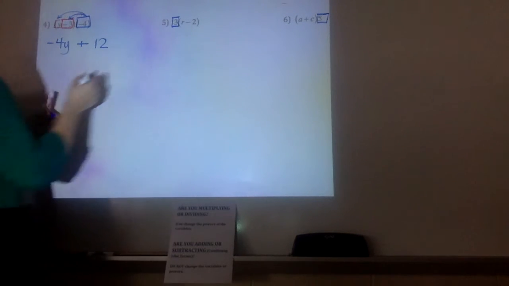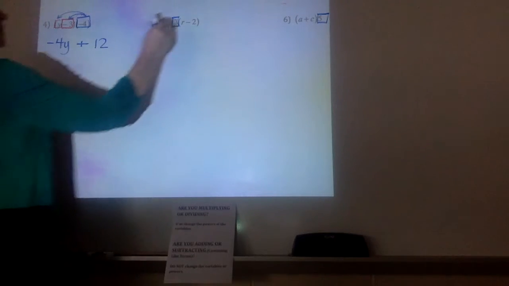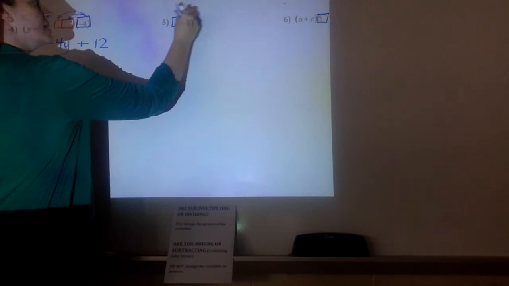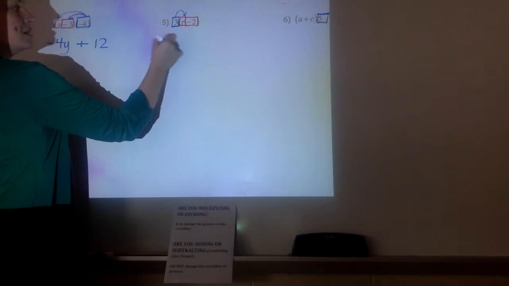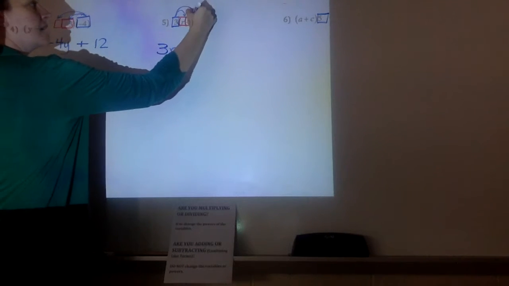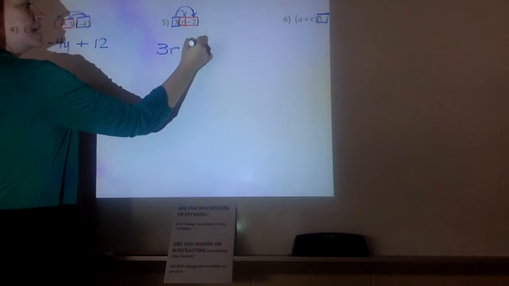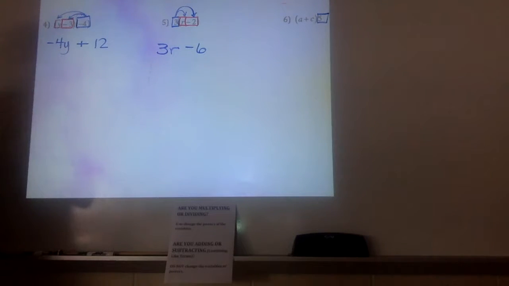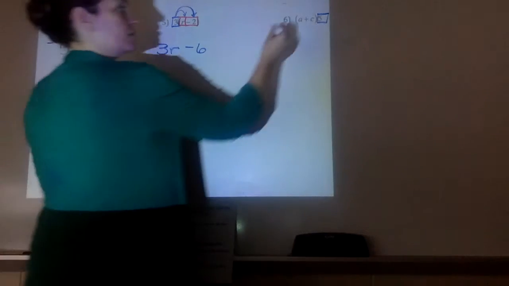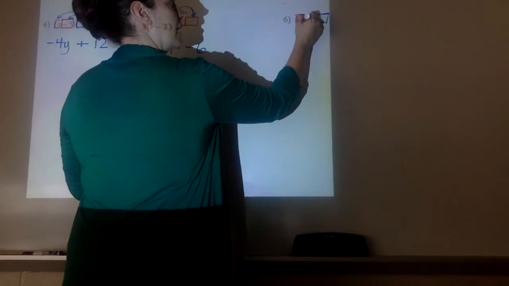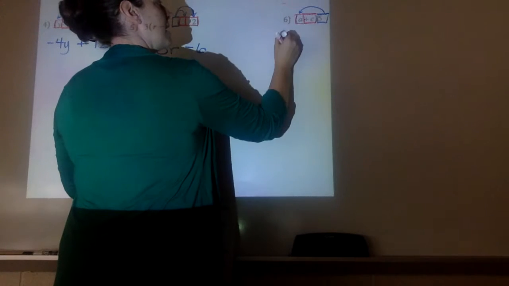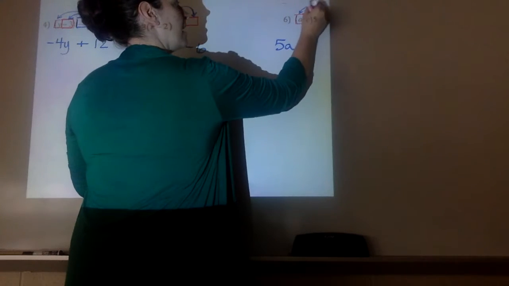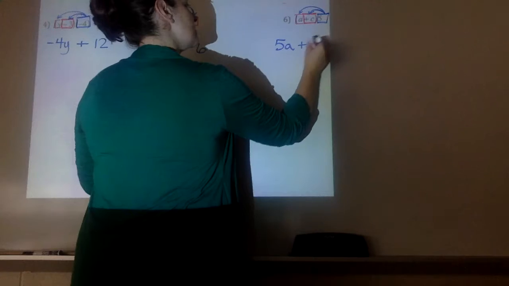Number 5 is a little bit more standard. Multiply by 3. 2 terms on the inside. 3 times r is 3r. 3 times negative 2 is negative 6. Moving over here to the far right. Multiply. Multiply. 5 times a is 5a, 5 times c is 5c.